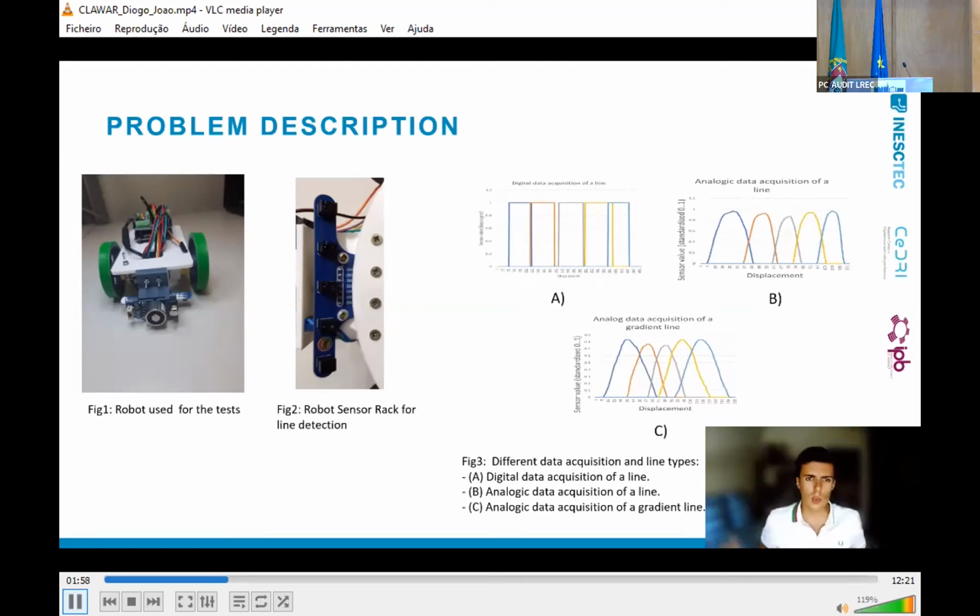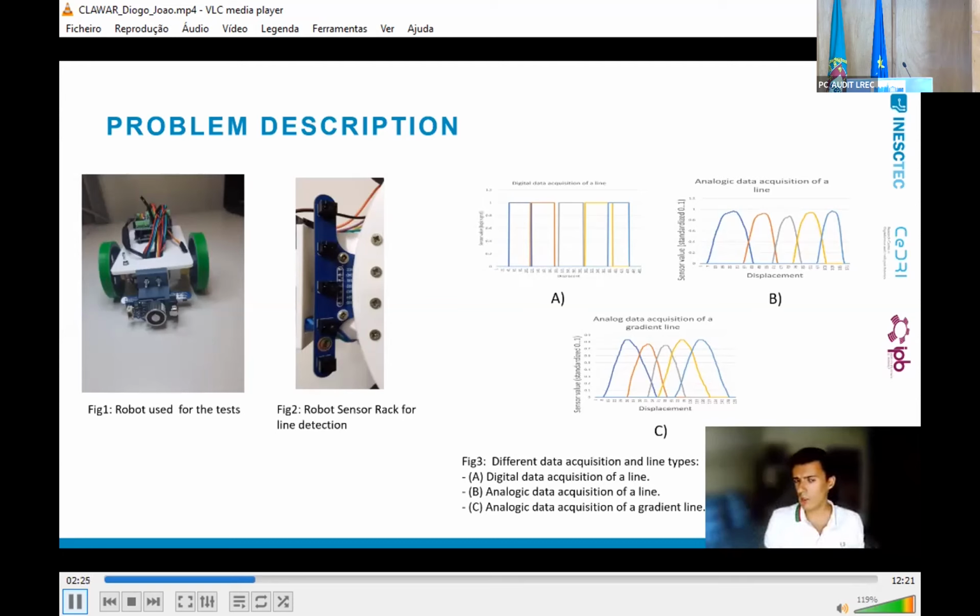The first problem that we faced was how do we accurately localize the robot in line based only on the 5 sensors that we have. If we use a digital data acquisition, as seen in Figure 3a, there are going to be places where the robot is on top of the line, but no sensor is currently detecting anything. Therefore, it's not a suitable approach.